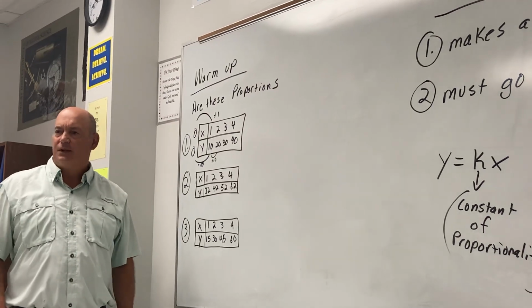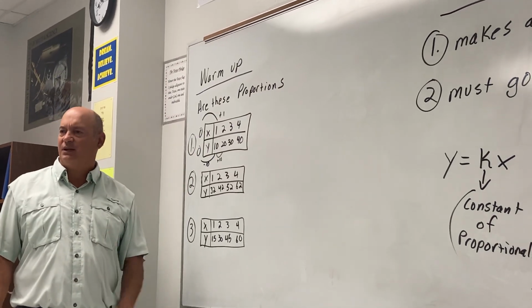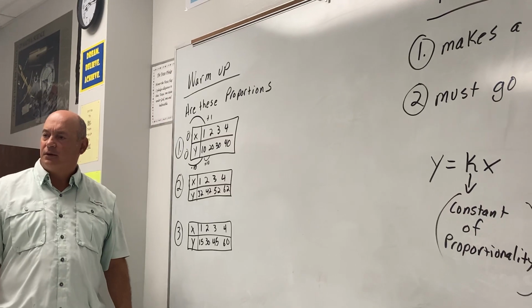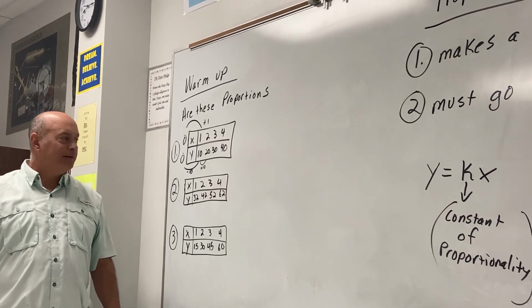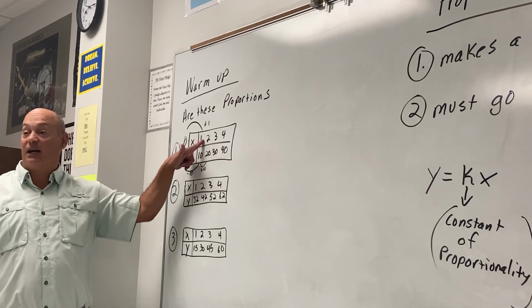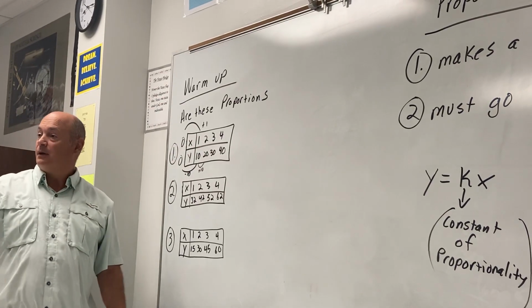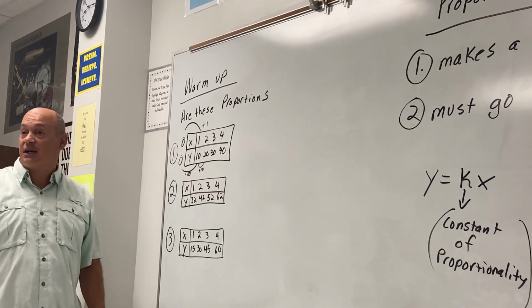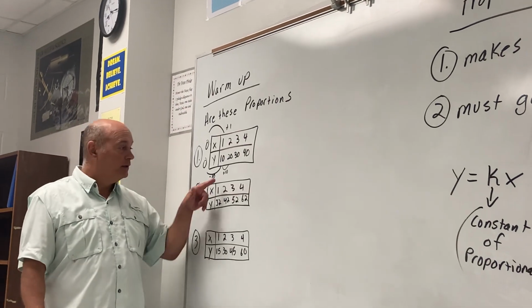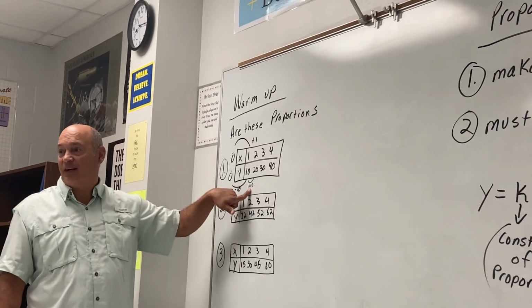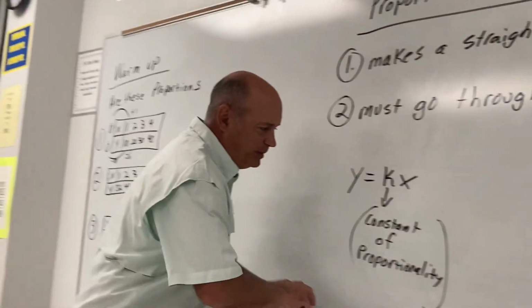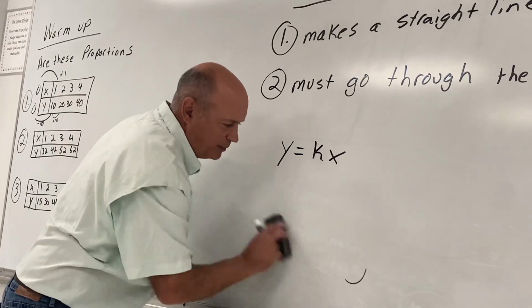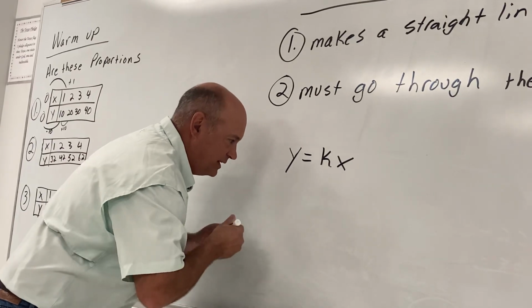What number do you think K would be in this problem? Ethan, take a guess. 1. Nope, K would not be 1. That would be X. Caden, 10 is the constant of proportionality because it's going up by 10 every time. Are you with me? So in that problem, here would be the equation for number 1 on the warm-up. Y equals 10x.